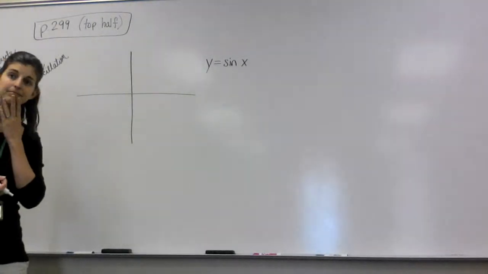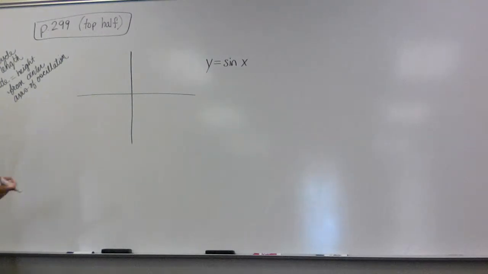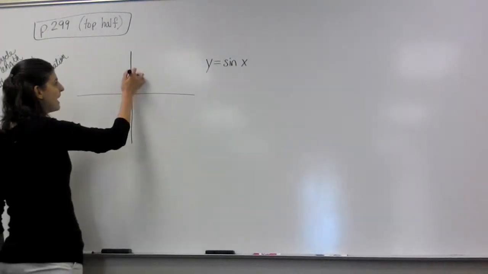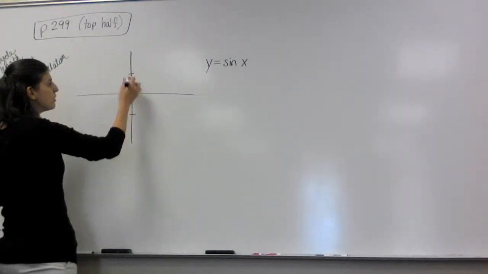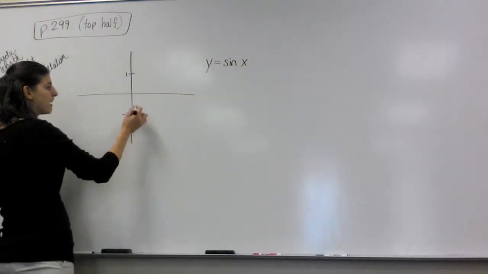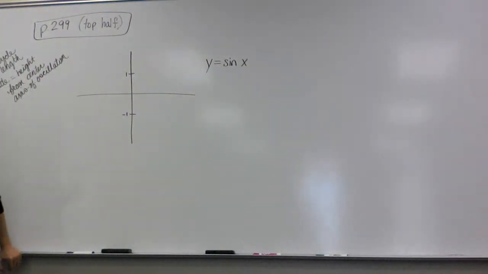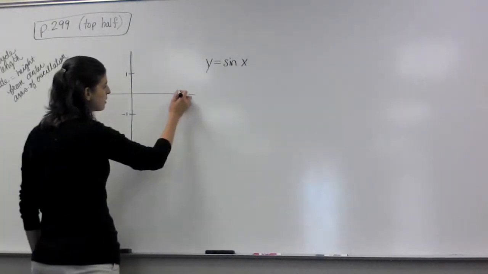It oscillates between y values of 1 and negative 1, so I'm going to put those as my y values. What else can you tell me? How about the x values? What would make sense to put on my x-axis? 0 to 2 pi. Okay, so I should be going out to 2 pi.